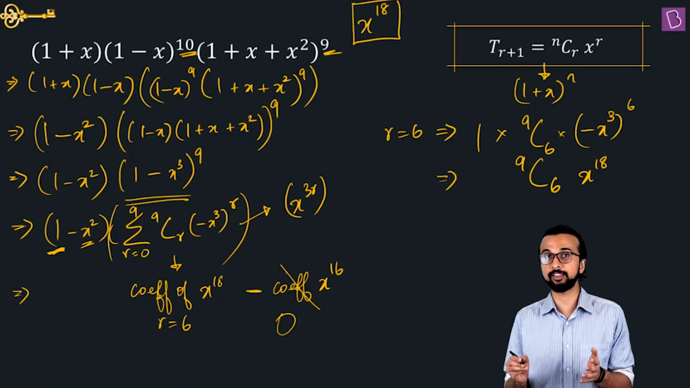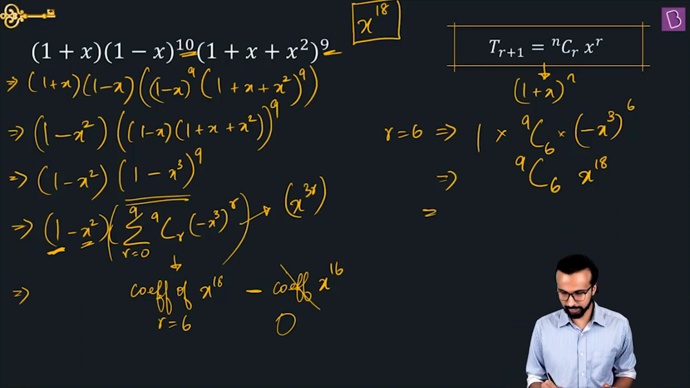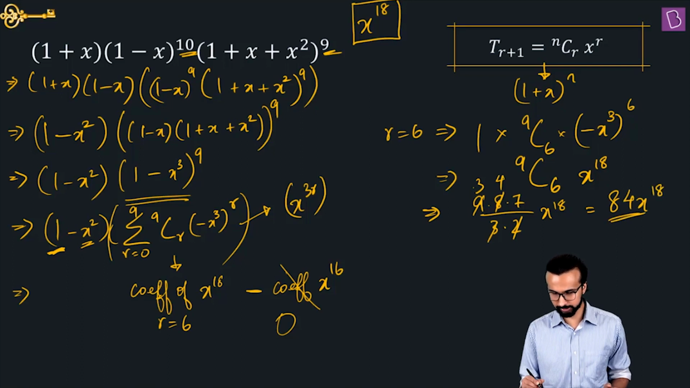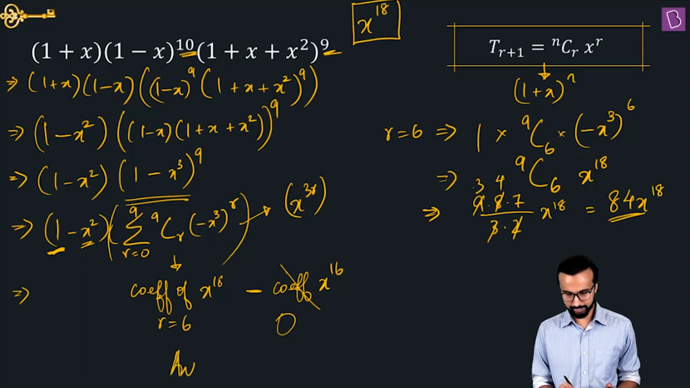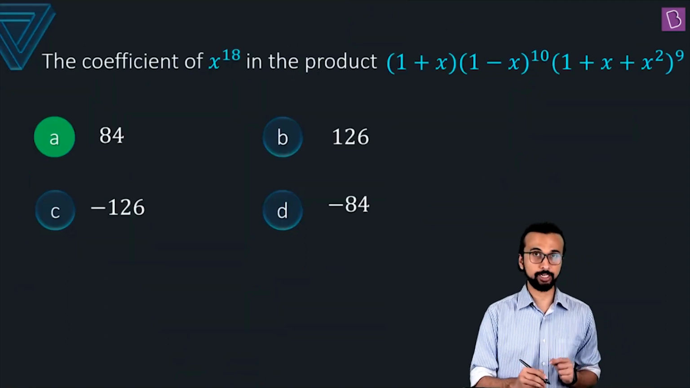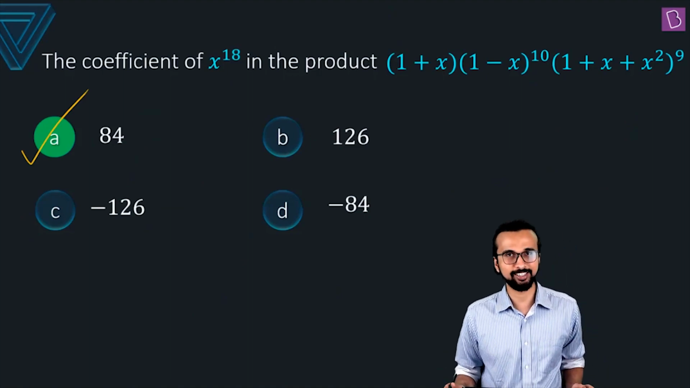Now we simply need to find the value of 9C6. How do you find 9C6? Here 9C6 is 9 times 8 times 7 divided by 3 times 2 times 1. So 3 and 9 cancel out to give 3, 2 and 8 cancel out to give 4. I get 3 into 4, which is 12. 12 into 7, what is 12 into 7? That's nothing but 84. So the coefficient of x power 18 here will be 84. Let's look at our options. 84 here is option A. Got that?